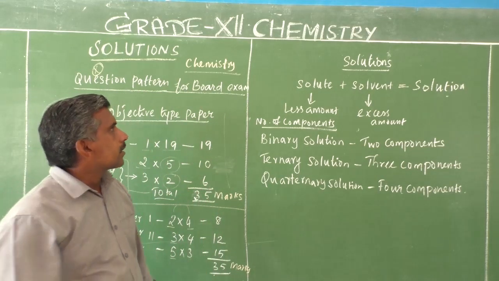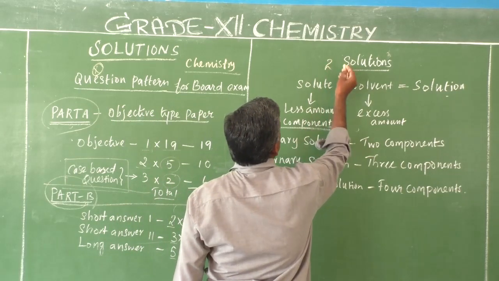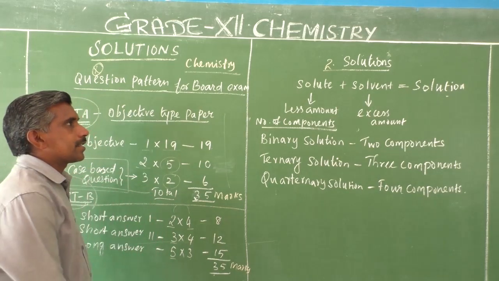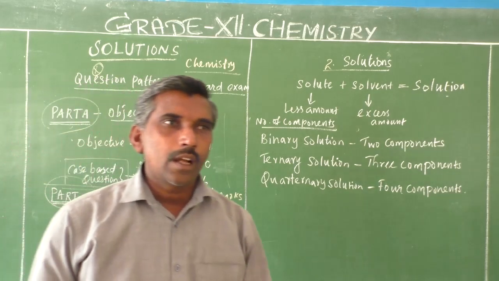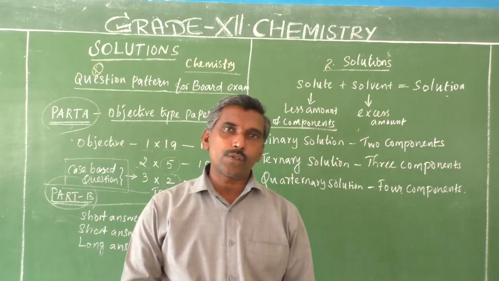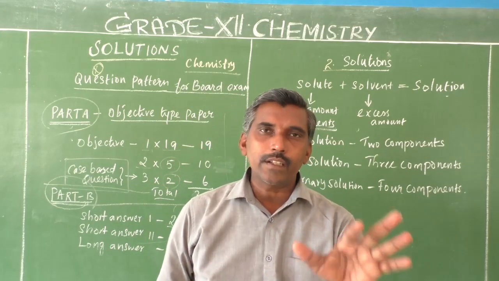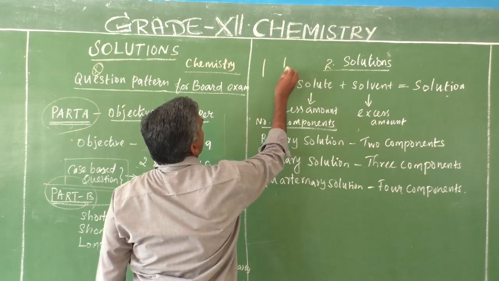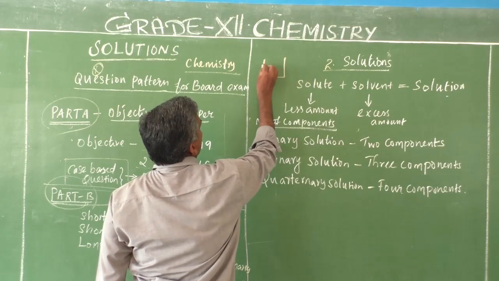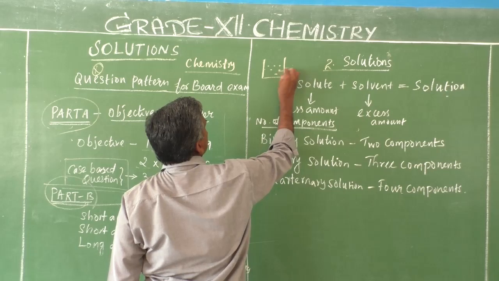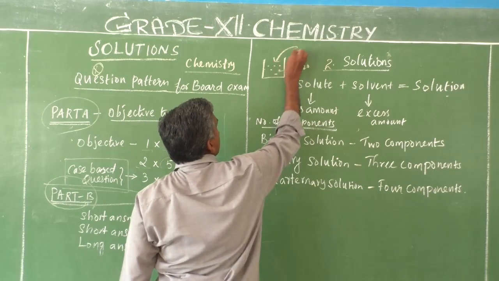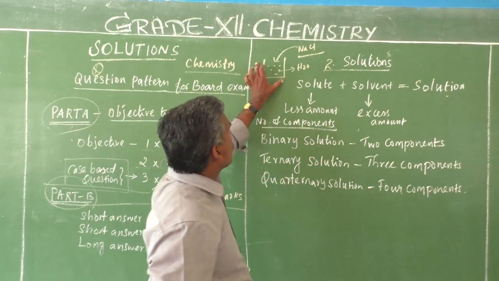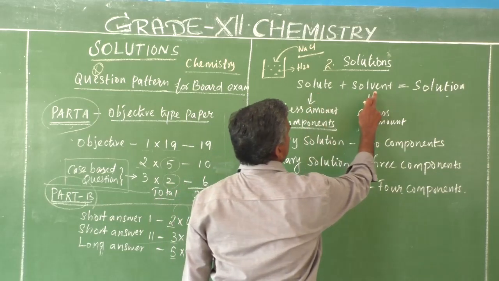Now the second lesson in 12th chemistry. The first lesson was solid state, and the second lesson is solution. You learned about solutions in 9th standard. A solution means one solvent plus one solute. Take a beaker and fill it with water. This is the solvent. Add sodium chloride, the solute, and it is completely dissolved. That is a solution.